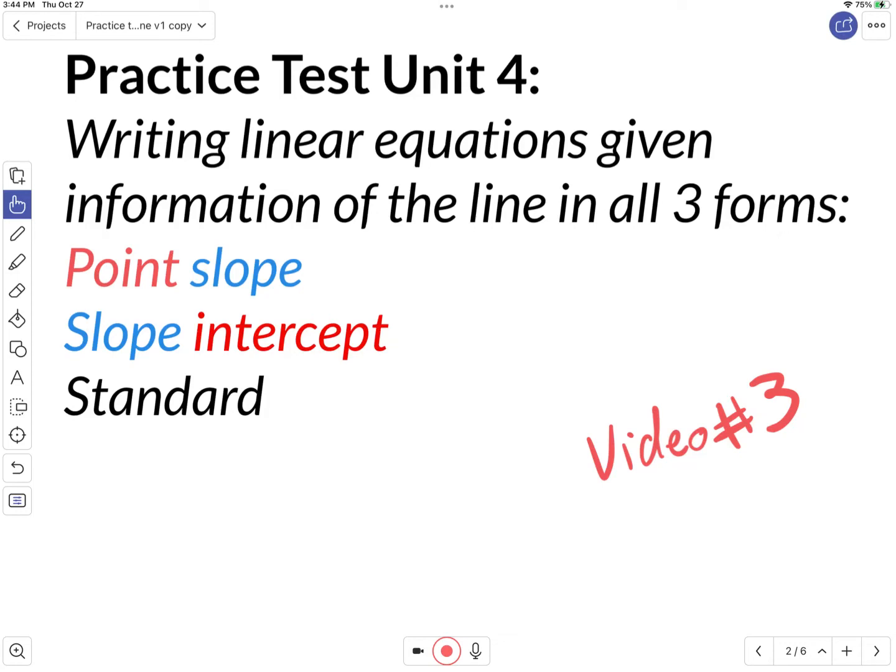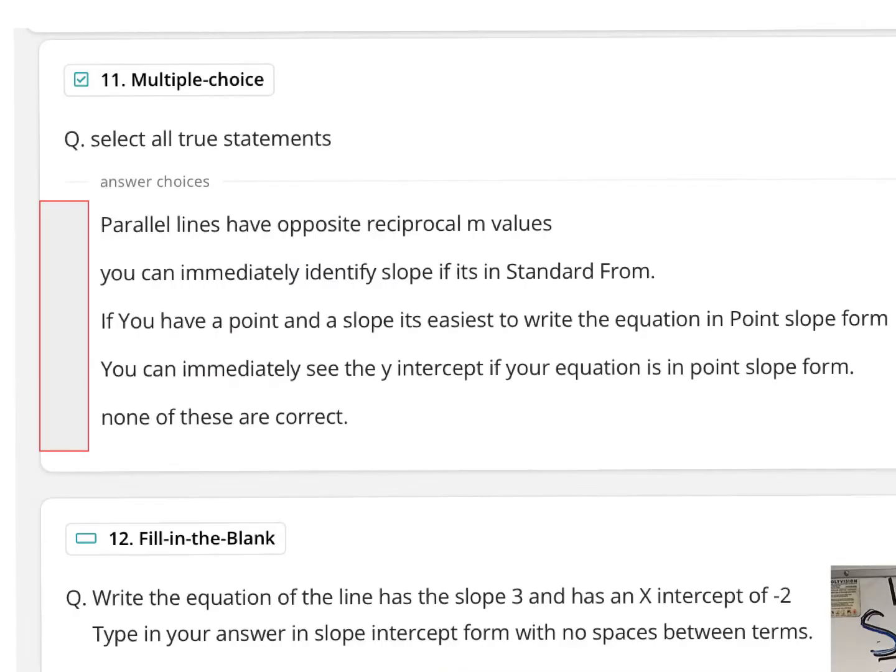As promised, we're starting video number 3 on this practice test, unit 4 for Algebra 1. Let's jump right in. Number 11, select all true statements.